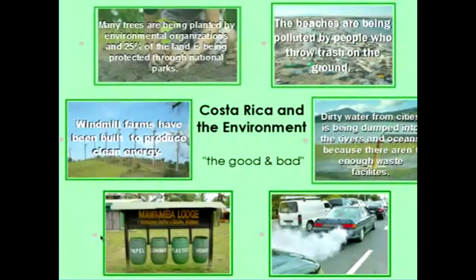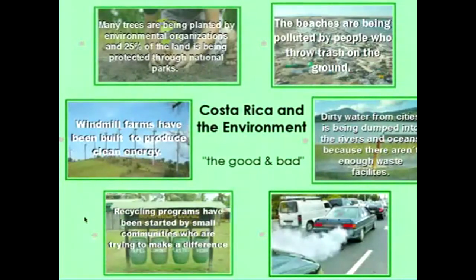Let's look at a good one down here. It says, recycling programs have been started by small communities who are trying to make a difference. Awesome, right? Here's a negative one though. The air is being polluted due to fumes from too many cars. Okay, so in all of these examples, we have our grammar for today.